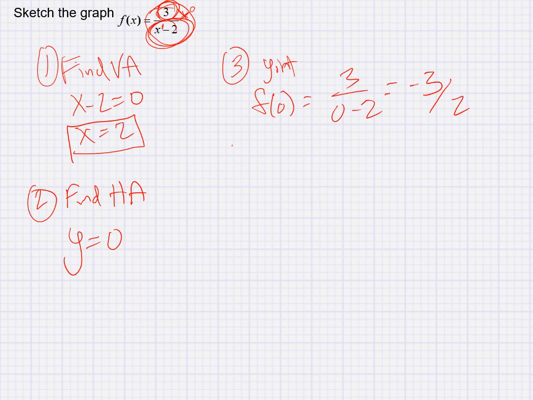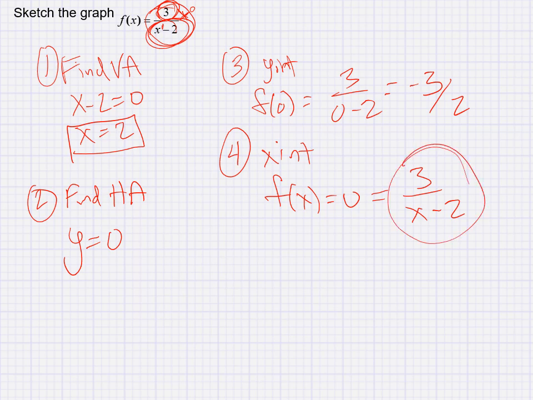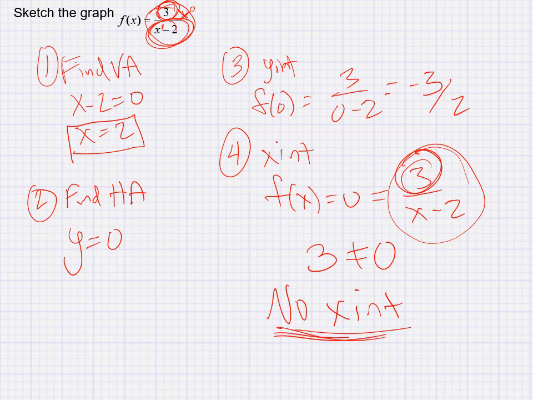Step 4, we are going to find our x-intercepts. So we let the function equal 0, but that function is 3 over x minus 2. Since it's a fraction, the only thing that has to be 0 is the numerator. Well, 3 never equals 0, so that tells me there are no x-intercepts. Okay. What we want to do now, step 5, is plot checkpoints.